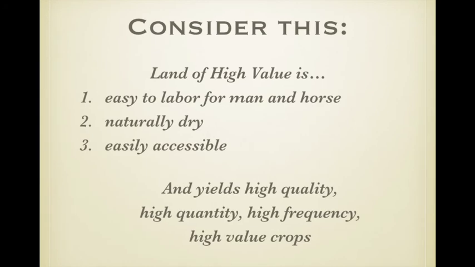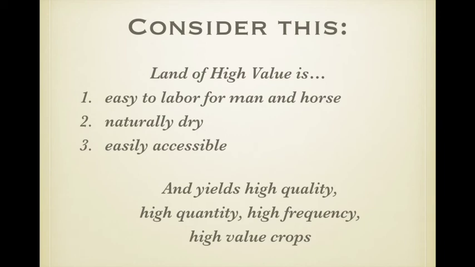So to think about value, we want to consider really what it meant at this time. Land that was of high value is easy to labor for man and horse, which means that there aren't any large stones or obstacles on the land that would cause any problems for a horse or men trying to work that land. The land is naturally dry. Crops have a difficult time growing on land that is wet. And finally, this land is easily accessible.